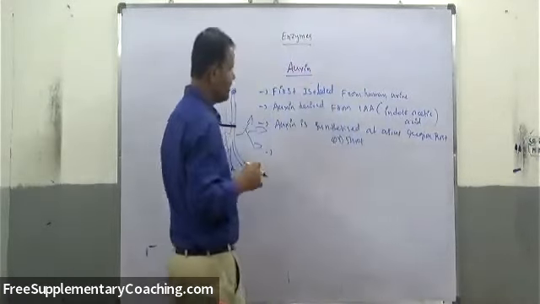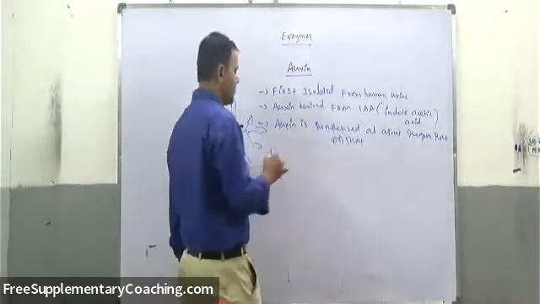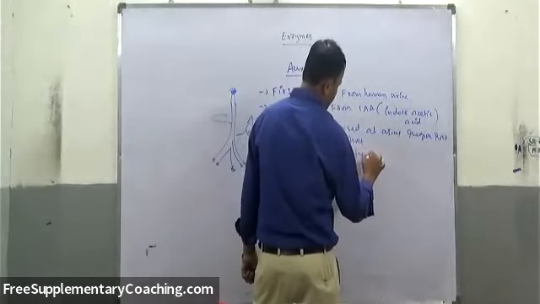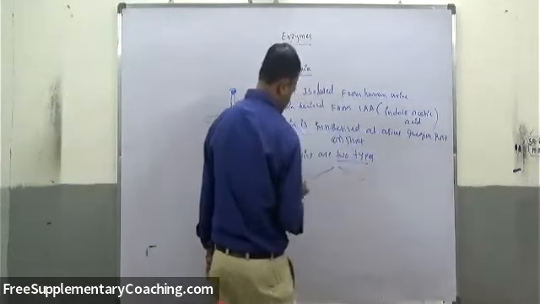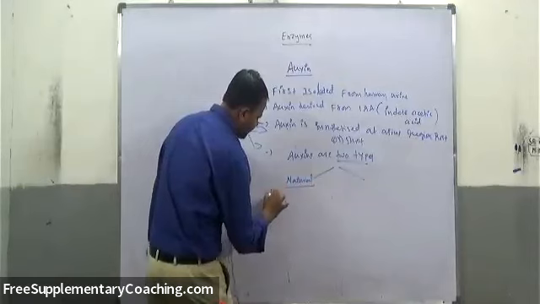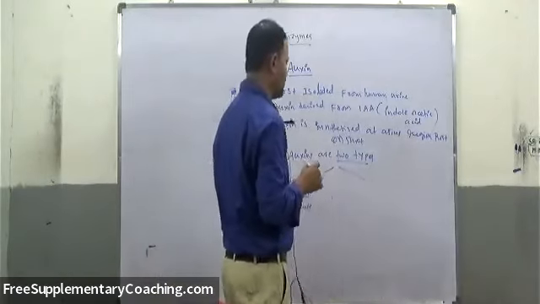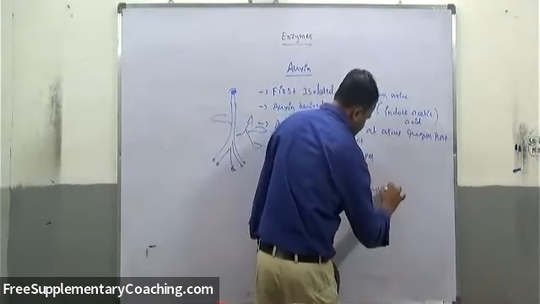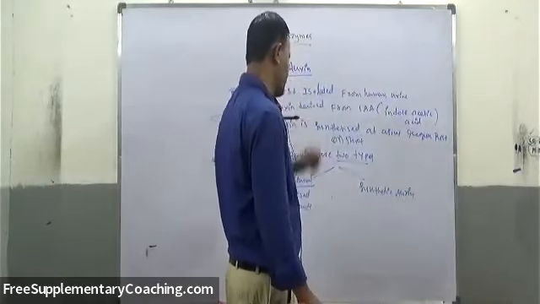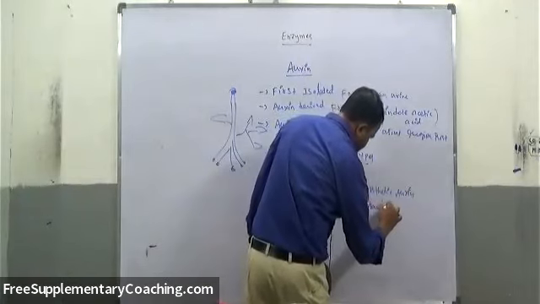Then next one. Auxins are of two types. One is natural auxin, the second is synthetic auxin. Natural auxin is synthesized by plants, and synthetic auxin is prepared in laboratories. These are man-made.